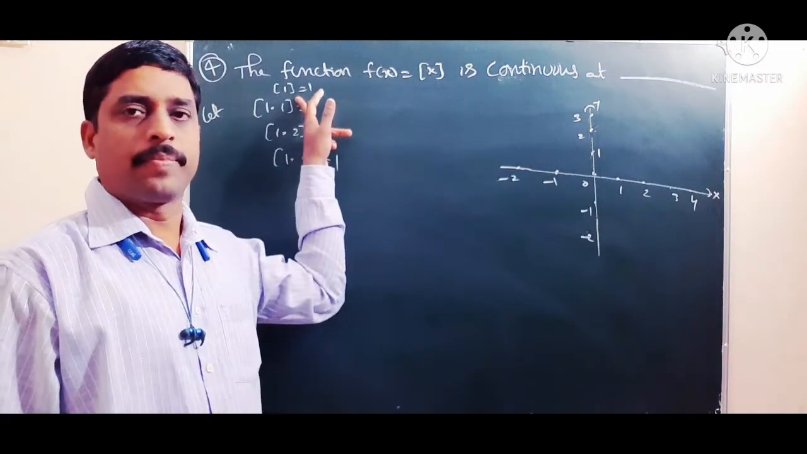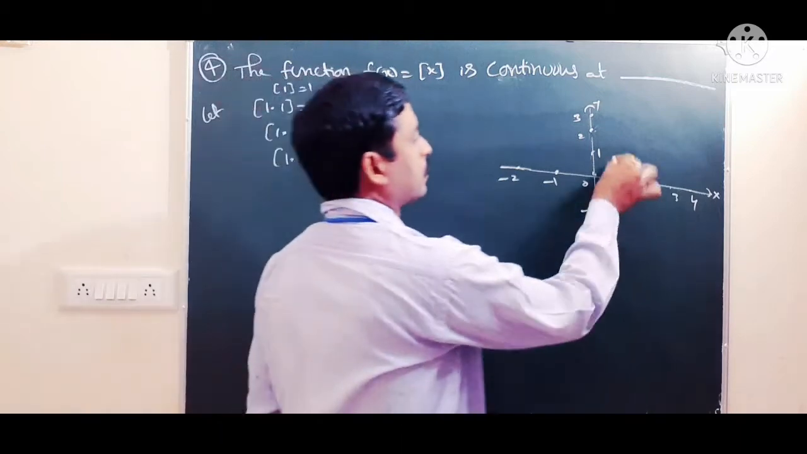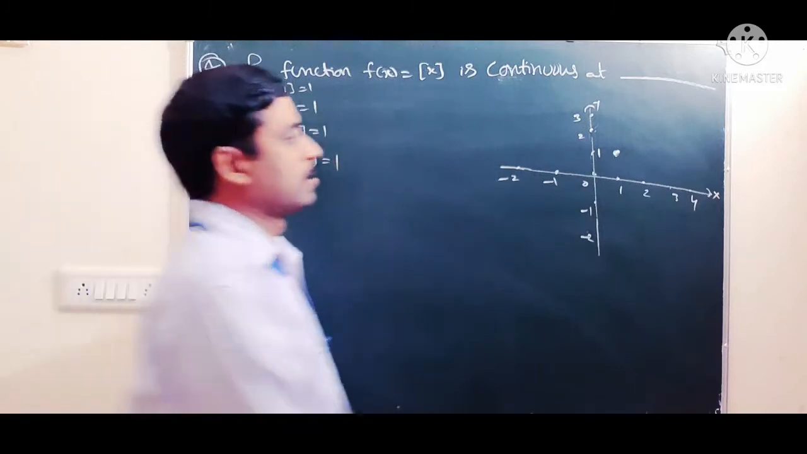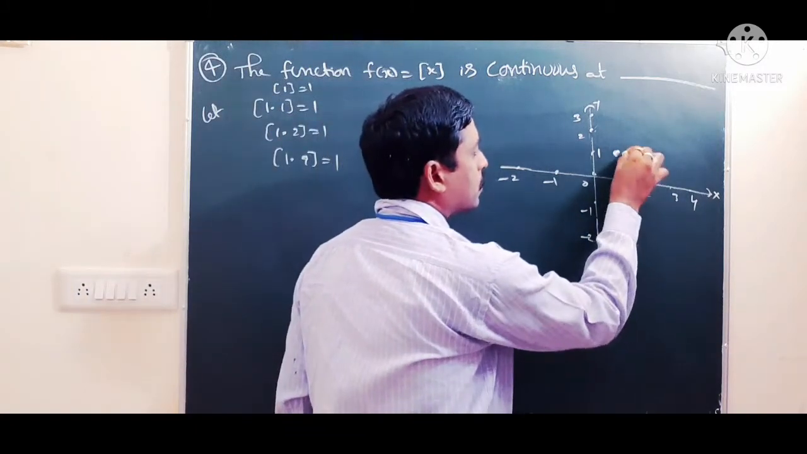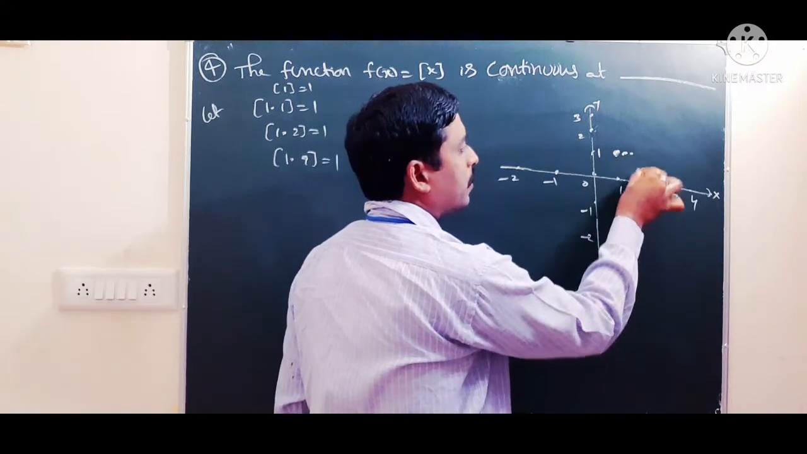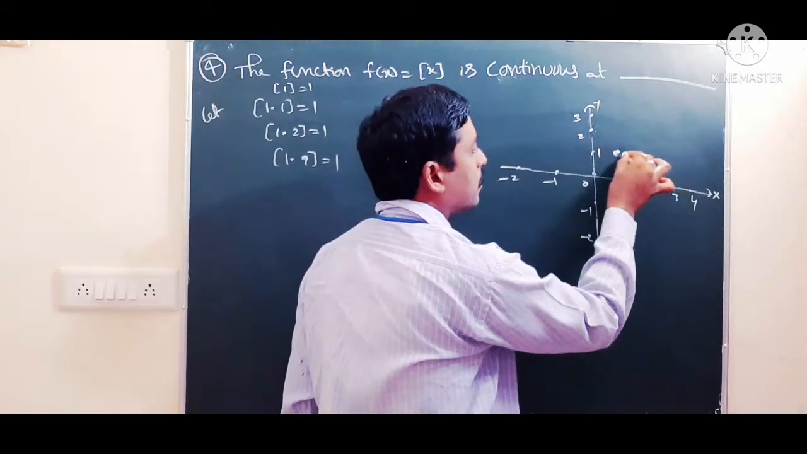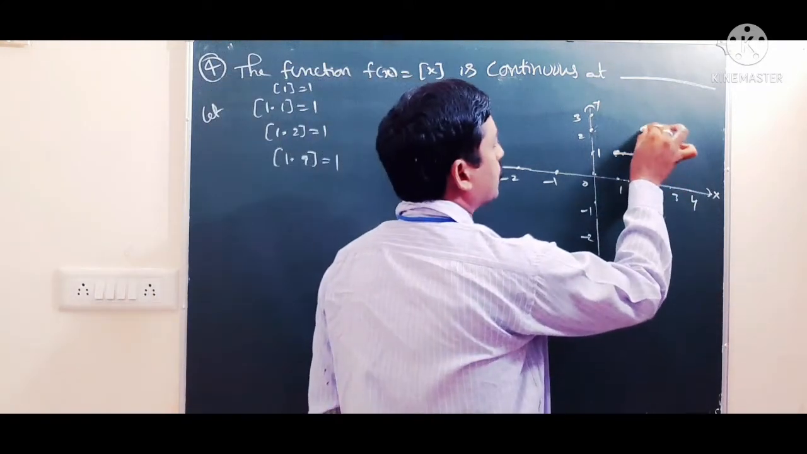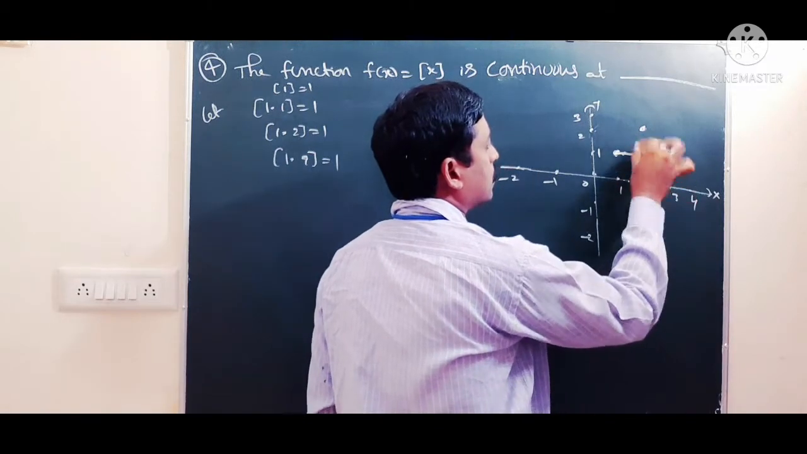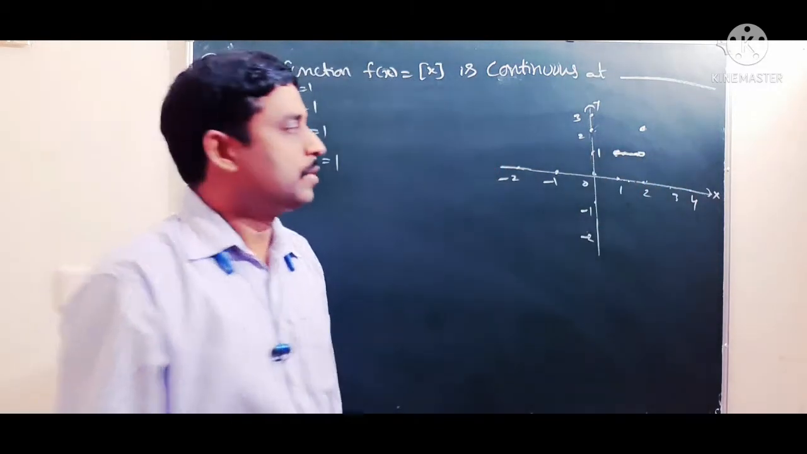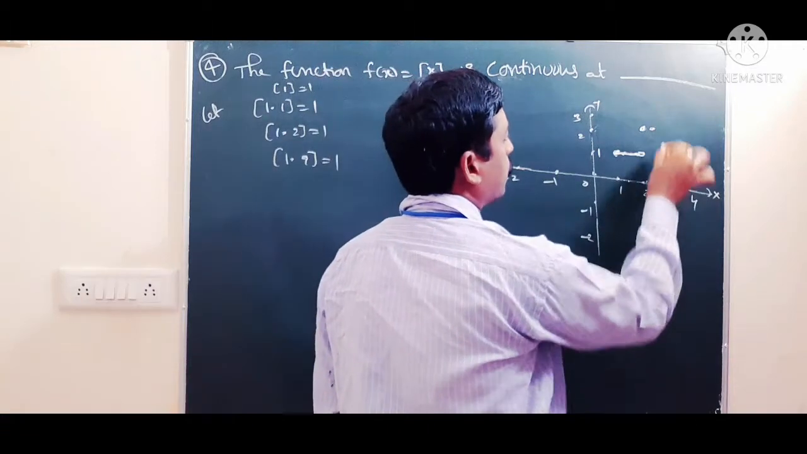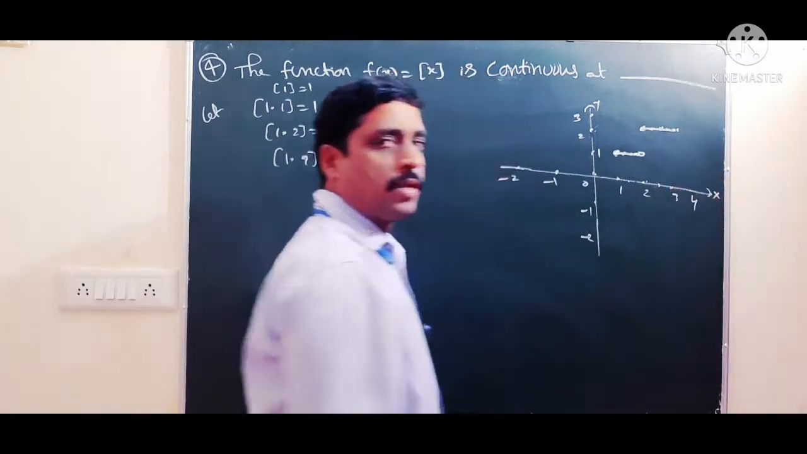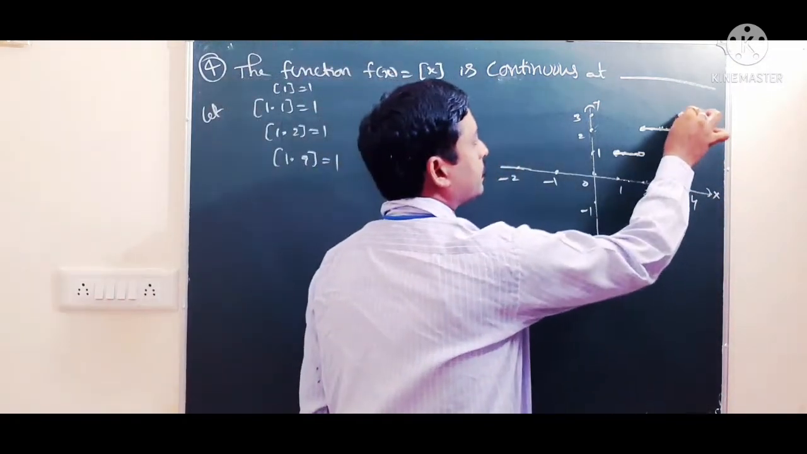So integral part of 1 is 1. Integral part of 1.1 is also 1. 1.2, 1, up to 1.9, this will be 1. So integral part of 2 is 2, and integral part of 2.1 is 2, 2.2, 2, 2.3, up to 2.9 also 2. Integral part of 3 has value 3.